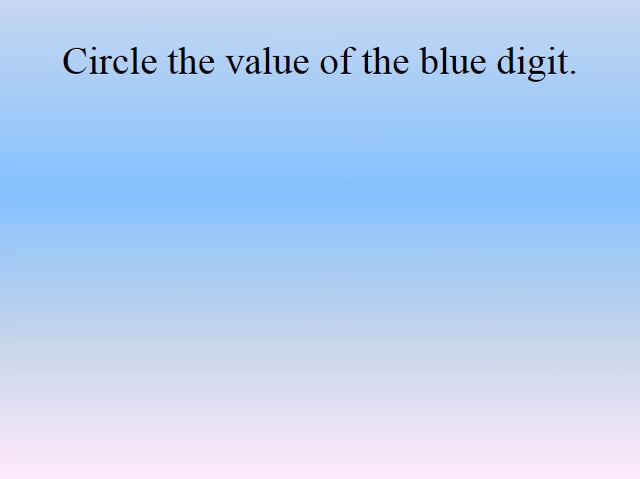Again, we're going to circle the value of the blue digit. Here's the number 795. Go ahead and pause this, decide what the 7 means, and circle, write your answer, and then check it.